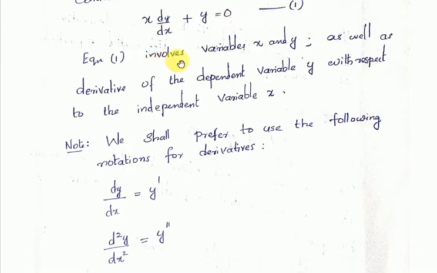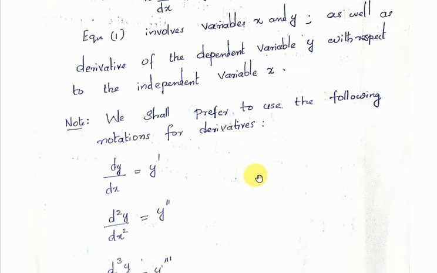That equation involves the variables x and y as well as the derivative of the dependent variable y with respect to the independent variable x. Such types of equations are called differential equations.